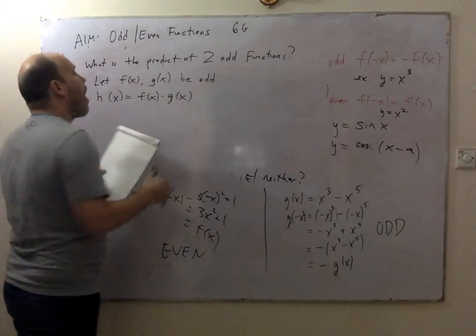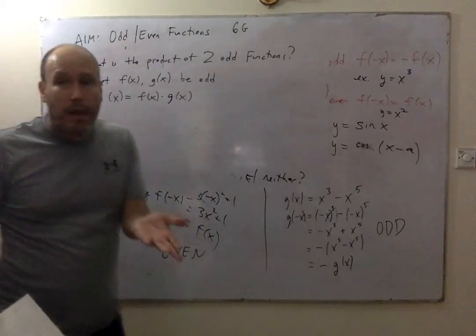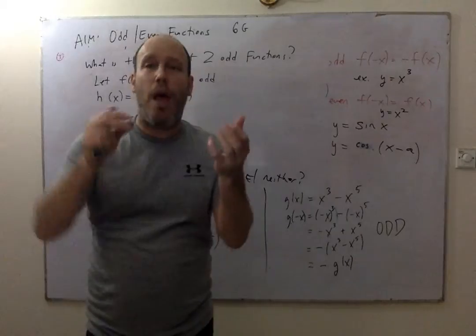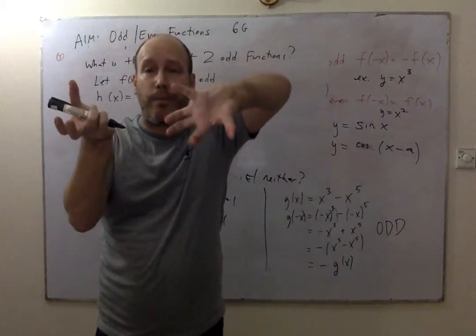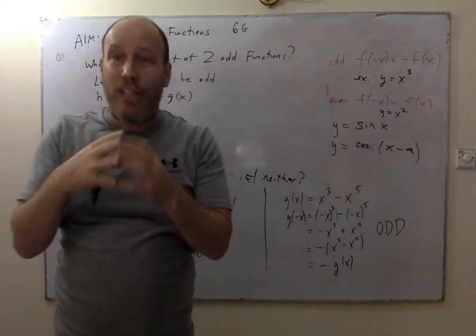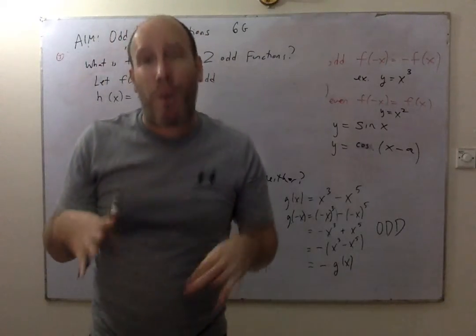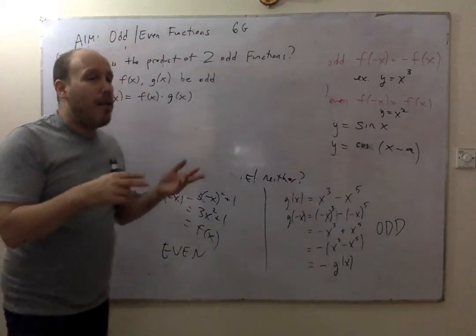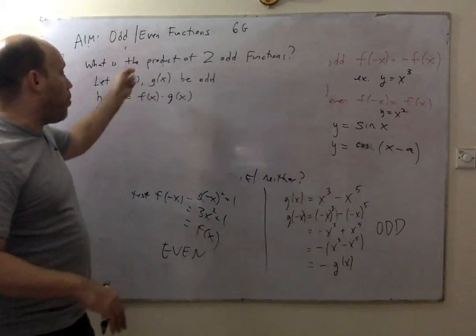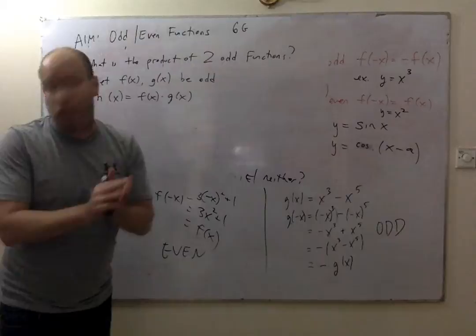So I want to know what the product of 2 odd functions is. This is kind of interesting, because you have 2 functions that both have rotational symmetry. Now, what happens when I multiply them together? Is there a new type of symmetry that emerges? And the answer is yes. I want you to prove that the product of 2 odd functions is an even function.